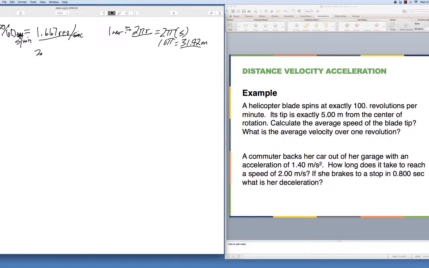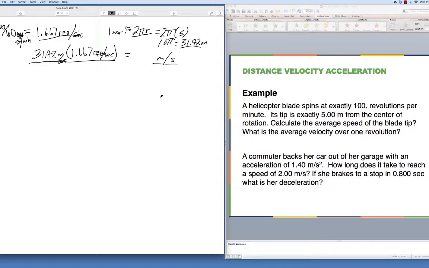So we're going 31.42 meters, and we're doing 1.667 revolutions in 1 second, and that's meters per revolution. So the revolutions cancel each other out, and you end up with meters per second, which is exactly what we want. So if you multiply these two numbers together, you get the answer.